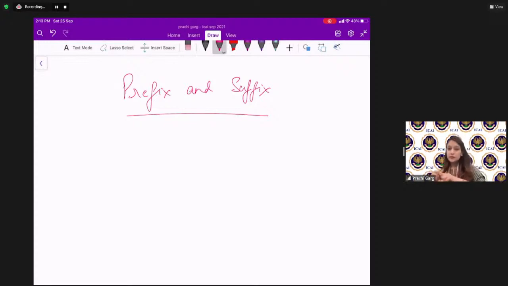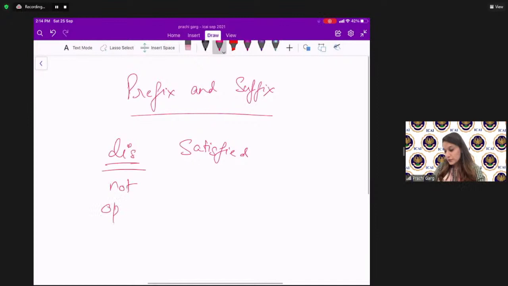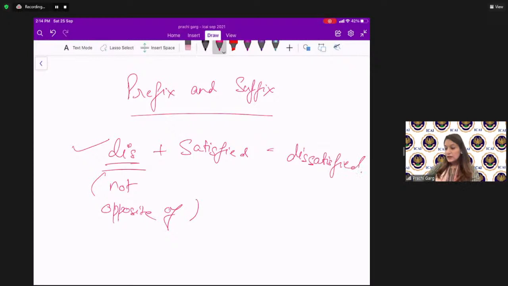Now let's see this. You have the word satisfied. Now you want to say you are not satisfied with something. So what prefix would you use? There is a prefix here, dis. Dis means not, or the opposite of something. This prefix is added to another word to make a new word. Satisfied is to be content with something, happy with something, as if it was done as per your wishes. But when I add this to it, dissatisfied, that means I am not satisfied. I have changed the meaning of the word. Am I clear?